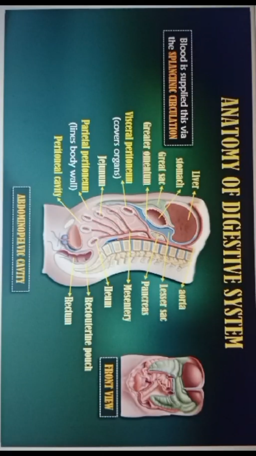Anatomy of the digestive system. Most digestive organs are located in the abdominopelvic cavity. So, the peritoneum is a membrane of this cavity, which is divided into visceral peritoneum and parietal peritoneum. The visceral peritoneum covers the surface of the organs, while the parietal peritoneum lines the body wall. The peritoneal cavity lies between these layers, containing serous fluid for organ lubrication. The blood supplies those organs via splanchnic circulation.